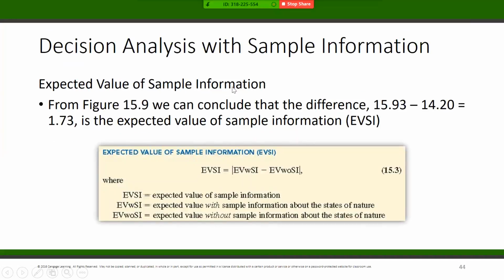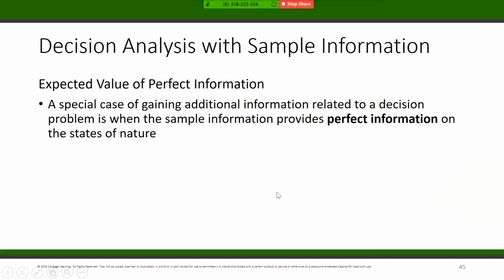So, expected value of sample information. From figure 15.9, we can conclude that the difference, 15.93 minus 14.20, is 1.73. And that's the expected value of the sample information, EVSI. So that's the expected value with sample information versus without the sample information, and you just take the absolute value.